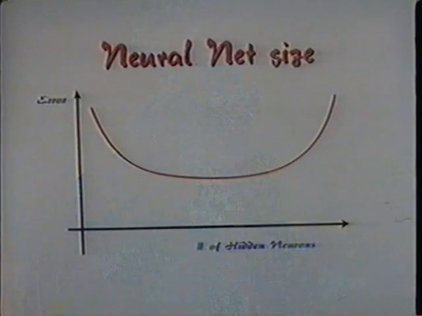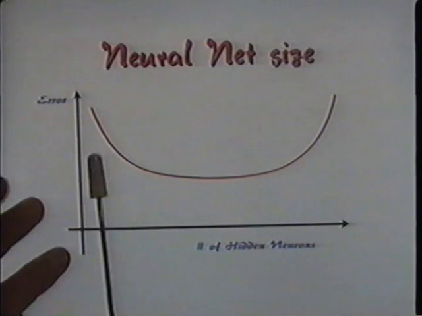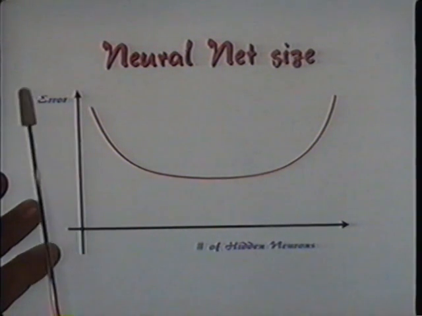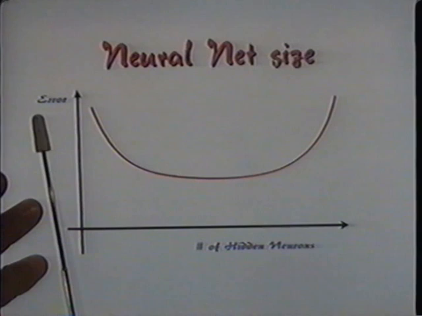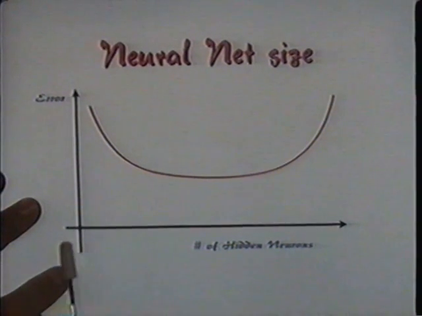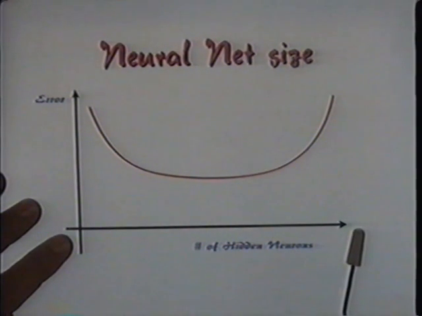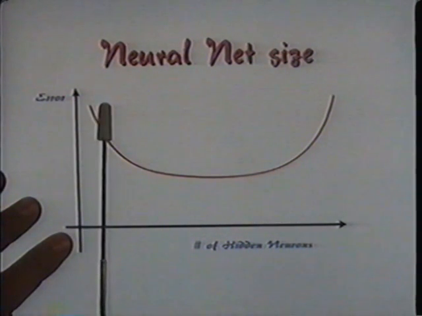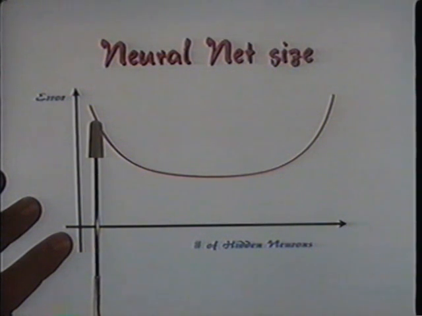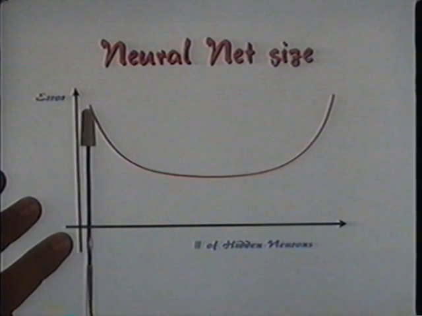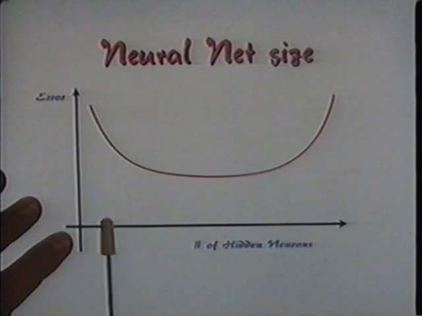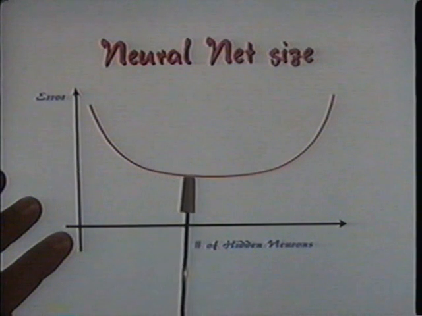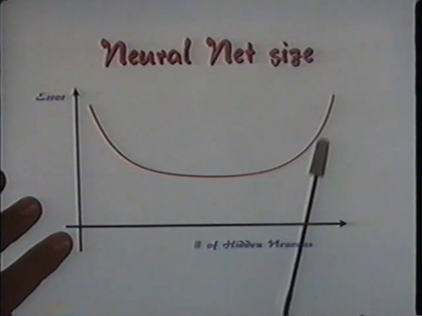In this curve here, I have a y-axis and x-axis. The y-axis represents the error of the neural network after it's fully trained. And then the x-axis would be the number of hidden neurons. Now, try with a very small number of hidden neurons and figure out the error. You're probably going to find large error. Then increase the number of hidden neurons. You're going to find it's going down. And then it will be flat for a while, and then start going up again.